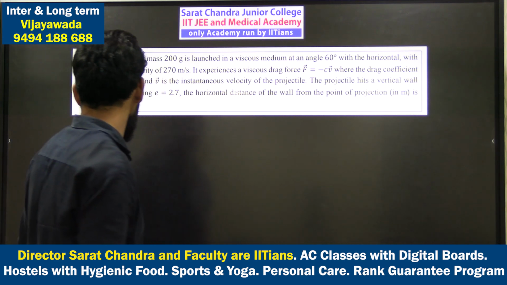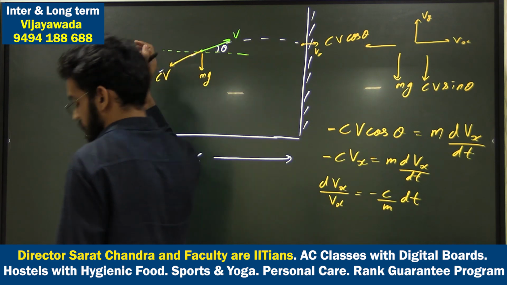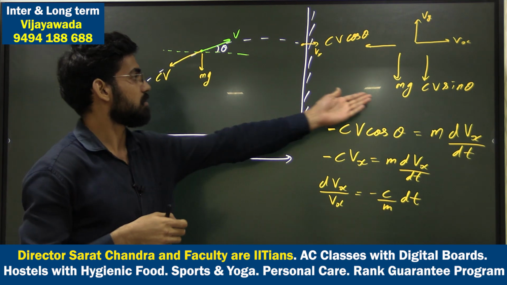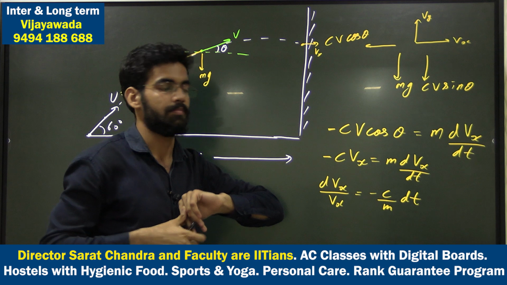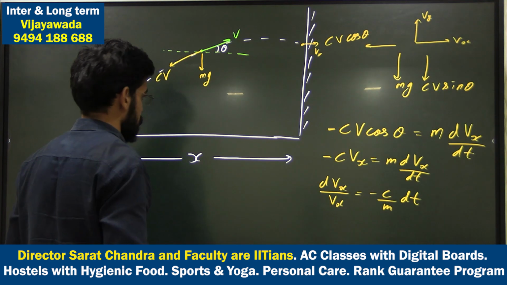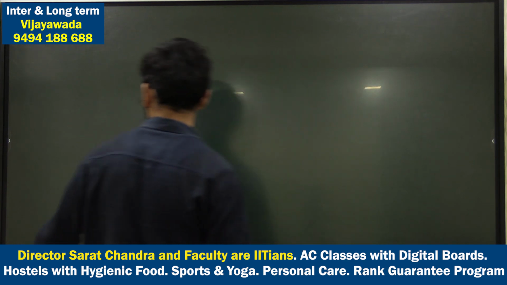Got it? So solve in the horizontal direction, because in horizontal you have one force only. We want the horizontal only, so why go into mg sin theta and cv sin theta, right? Because we want everything in horizontal at the end. So why should I solve in the vertical? Okay, next.